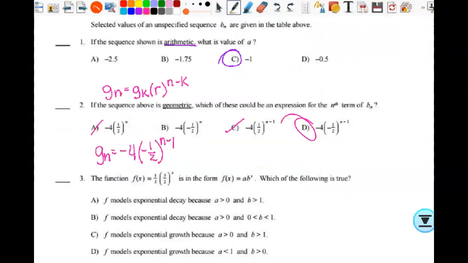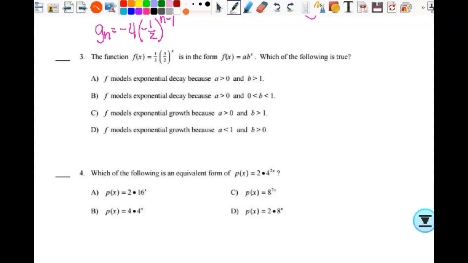All right, next one. Here's my function. It's in this form. Which of the following is true? Okay. So it's either exponential growth or exponential decay. Remember that we always use our B value here to figure that out. Our A, when we do this, is always going to be positive, so I know it's not D. Now, that is a fraction, but B is greater than 1. I can tell that by looking at it, so I know that that can't be true, so B is not my answer. And if B is greater than 1, it is exponential growth, which is C.